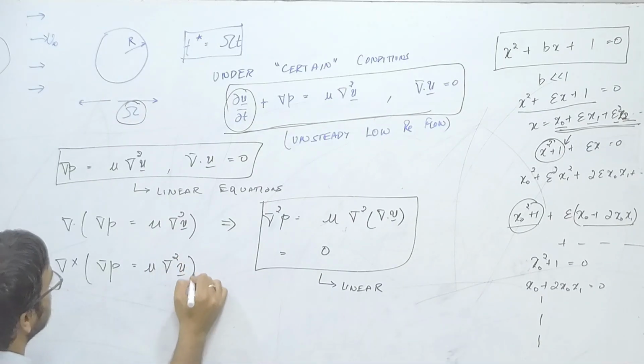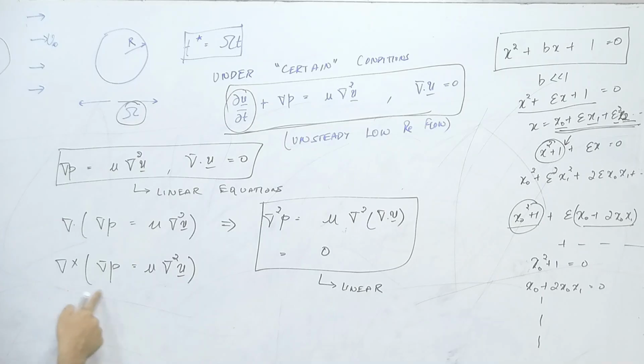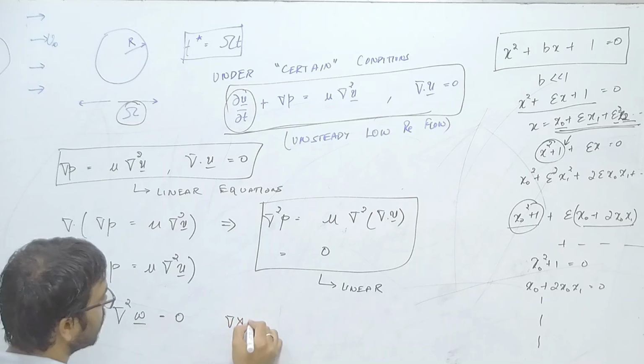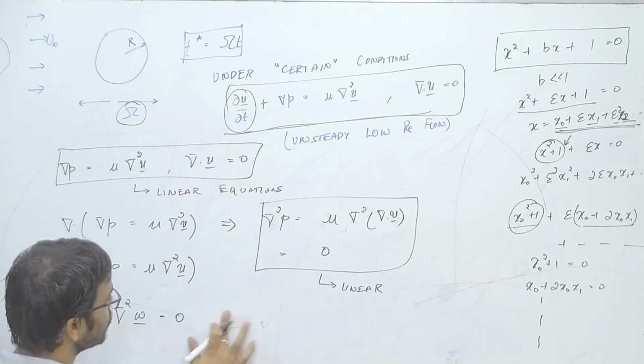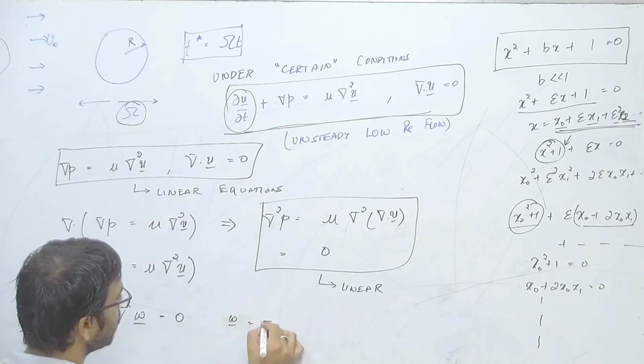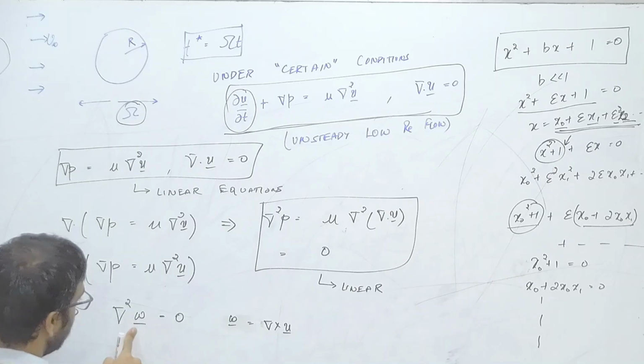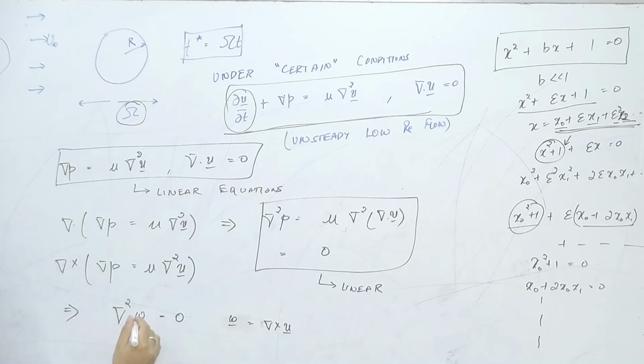Okay. Let us take a curl of this. What do we get when we take a curl? So, this term drops out and we get that del square of omega is 0. This omega is del cross u basically. So, vorticity is governed by a Laplacian equation. Vorticity is governed by a Laplacian equation.